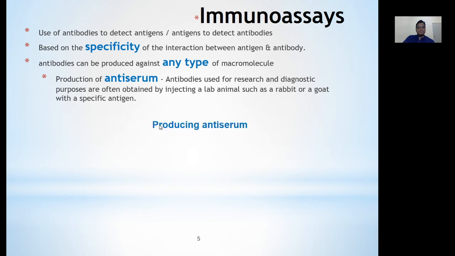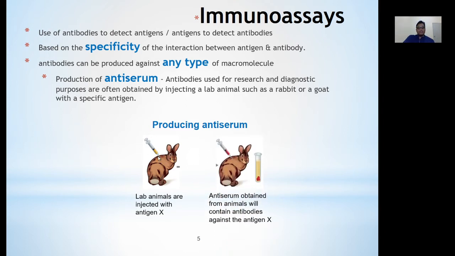So the way we do it is to produce antiserum. Let's say we want to produce antibody against antigen X. This antigen X can be anything. If we are looking for COVID-19, we just change it with COVID-19 virus particles or antigen, Salmonella, or any other pathogens or any other antigen that we want to look for. So we inject the lab animals with the antigen X.